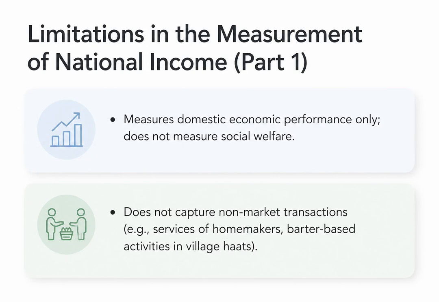However, measuring national income has distinct limitations. Most importantly, it measures pure economic performance, not social welfare or happiness. A country could have a high GDP but poor quality of life. Additionally, it completely misses non-market transactions. The immense value of services provided by homemakers or traditional barter-based activities still practiced in rural village markets are completely invisible in official national income accounting.